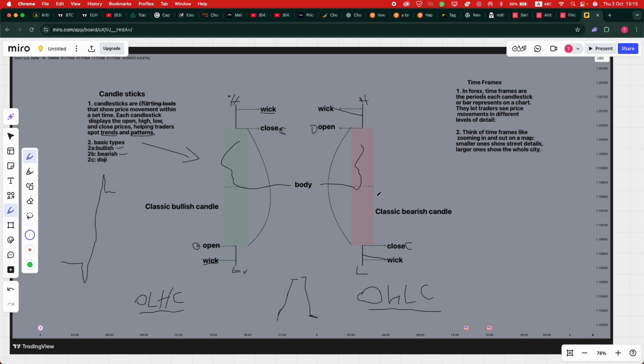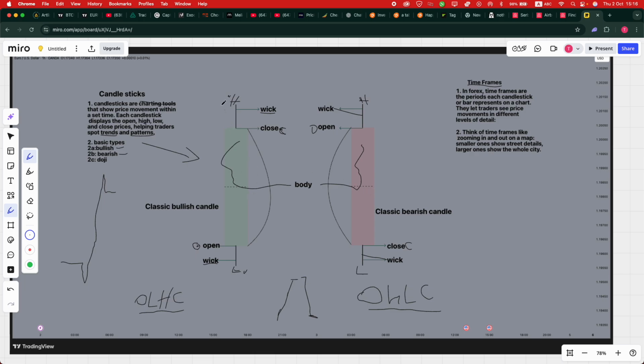But anyways, let's dive down into time frames. Now, in Forex, time frames are the period each candlestick or bar represents on a chart. Now, what does that mean?